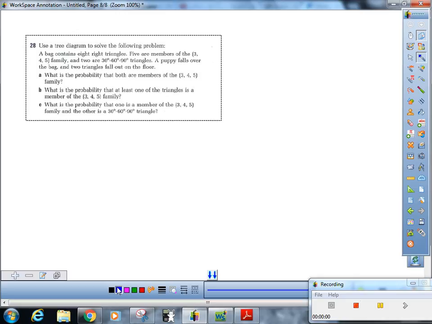So this is going to be a conditional tree diagram. First, let's just read the problem. A bag contains 8 triangles. Always put triangles in bags. That's what I'm going to do this weekend.